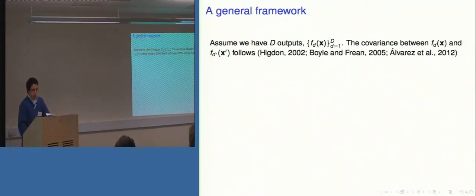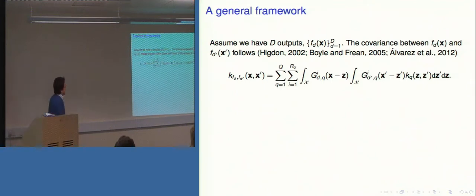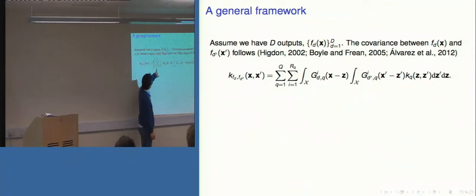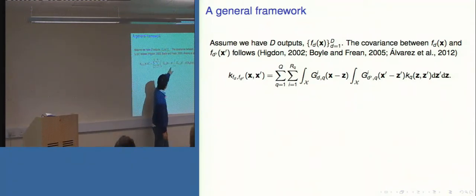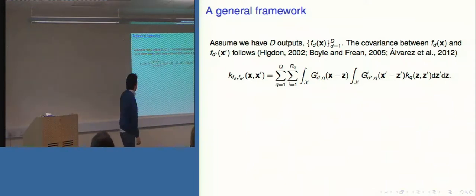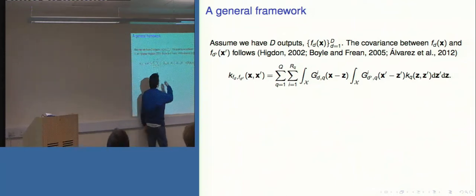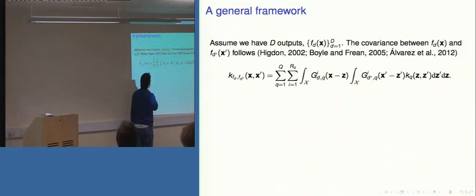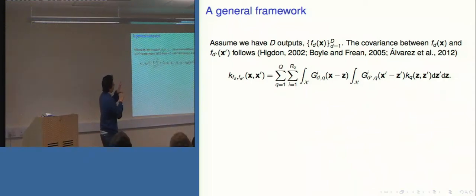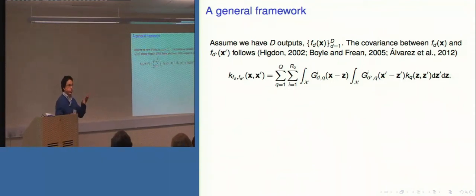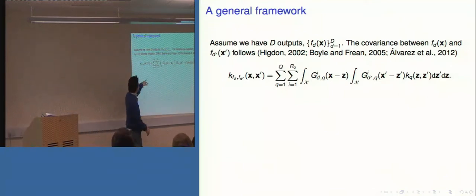So we propose this form for the general covariance of a multi-output Gaussian process. Assume you have D outputs, and the covariance between f(t) and f(t') follows this form. You have this double sum over Q, and then you have this other sum over i. You have these Green's functions, and then you have the covariance of your latent functions. Something to notice here: this Q refers to the covariance of the latent functions, but you're forming clusters of latent functions and allowing those clusters to have the same covariance function, but you can sample from each of those Gaussian processes independently. That's why you get this other sum that you have here.